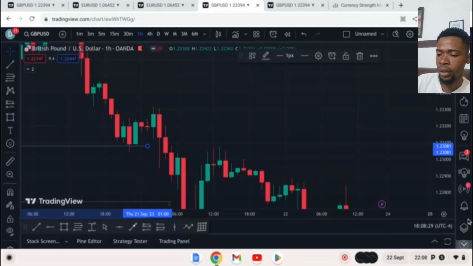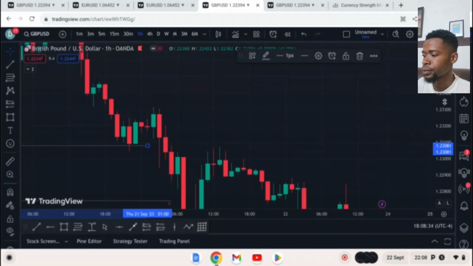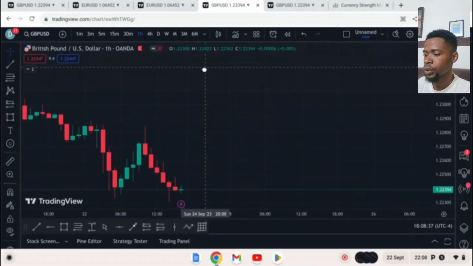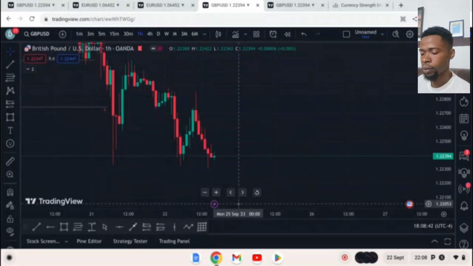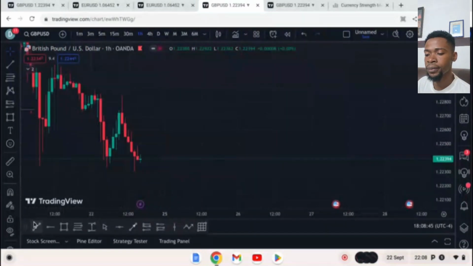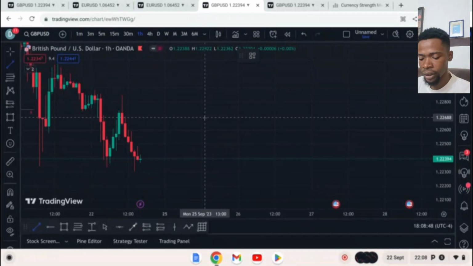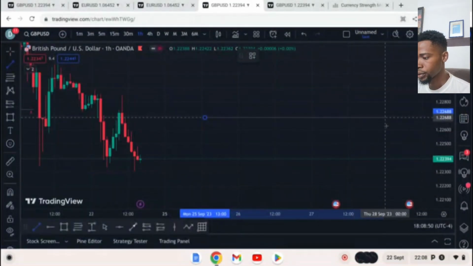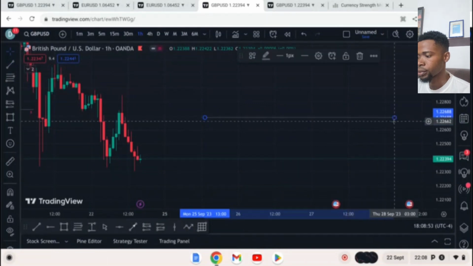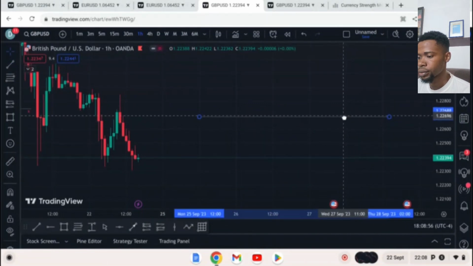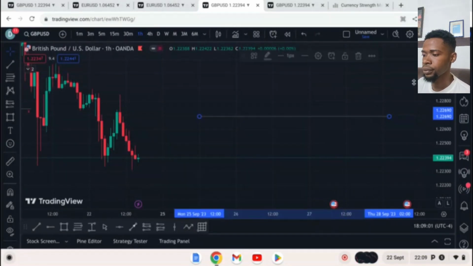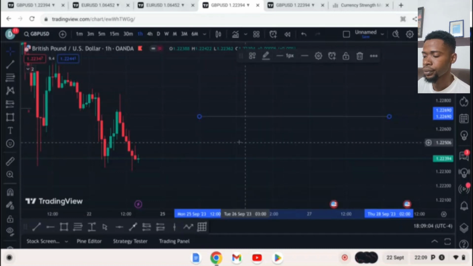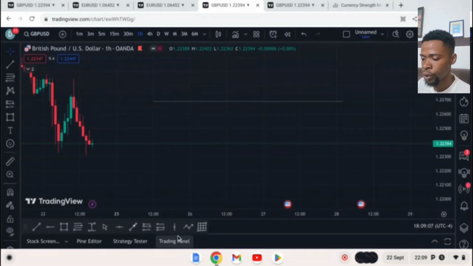So let's go to our chart here. So this is our chart. We are going to do a quick refresher about the model first before we start teaching it here. So the model says, let's say this is our buy side liquidity. So this is our buy side liquidity. The model goes like this.